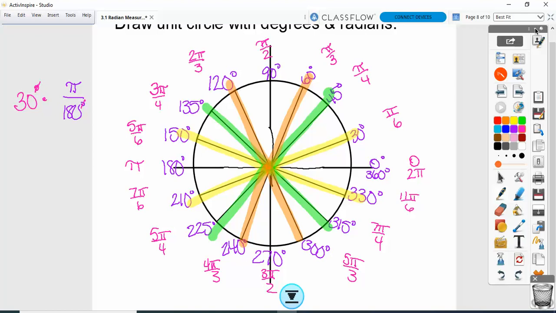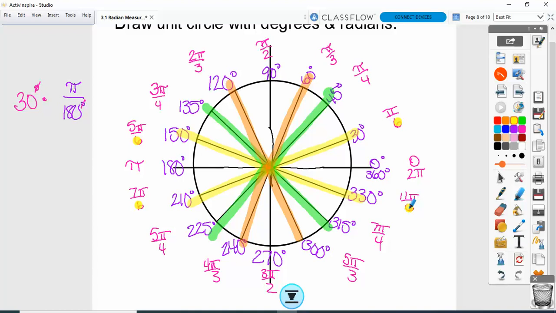This is also really full of patterns. If you look at these denominators, 6, 4, 3, 2, as our angle's getting larger, what's happening to the denominator? Okay, let's look. All of these reference angle of 6 or of 30. So pi over 6, 5 pi over 6, 7 pi over 6, 11 pi over 6. Their denominator is always 6. So when I see a fraction with a denominator of 6, I'm automatically thinking, oh, that's a reference angle of 30 degrees.